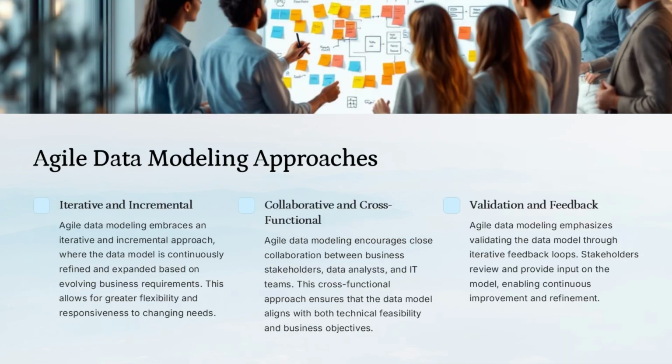Agile data modeling is an iterative and incremental approach where the data model is continuously refined and expanded based on evolving business requirements. This allows for greater flexibility and responsiveness to changing needs. Agile data modeling encourages close collaboration between business stakeholders, data analysts, and IT teams. This cross-functional approach ensures the data model aligns with both technical feasibility and business objectives. Agile data modeling emphasizes validating the data model through iterative feedback loops. Stakeholders review and provide input on the model, enabling continuous improvement and refinement.